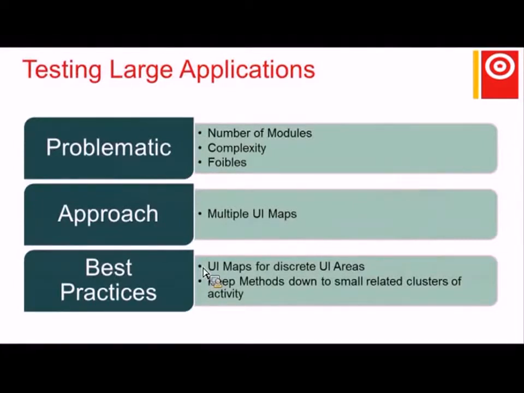So large applications have the same problems as the tests for these large applications. It's just a matter of complexity, quantity of modules, amount of code, and so on. So the best practice is to keep separate UI maps for separate areas of the code, and keep the methods in your test down to small related topics of activity.